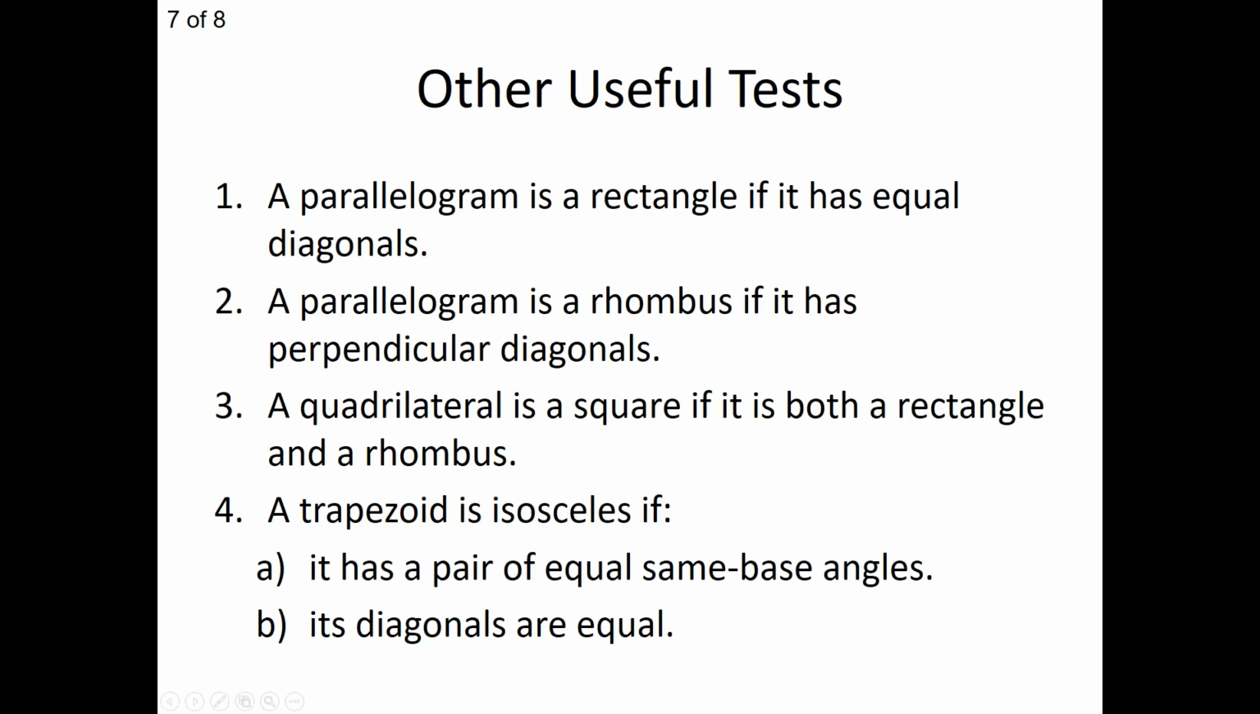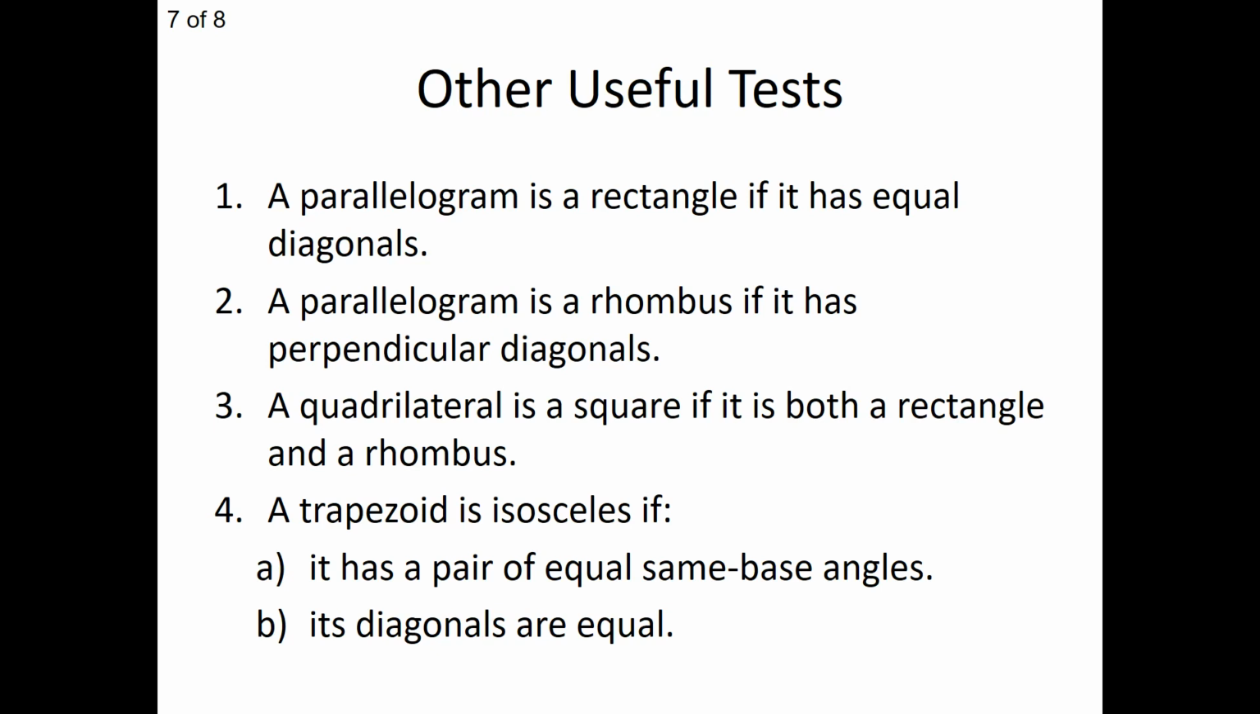Now, there are other useful tests. We have other family members among our quadrilaterals, and there are tests involving rectangles, rhombuses, and isosceles trapezoids. A parallelogram is a rectangle if it has equal diagonals. So if we're given a parallelogram with an equal pair of diagonals, then it's provable it's a rectangle. Another useful test: given a parallelogram, we can prove it's a rhombus if its diagonals are perpendicular to each other.